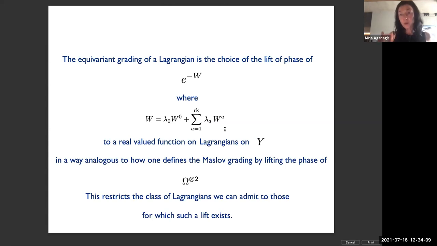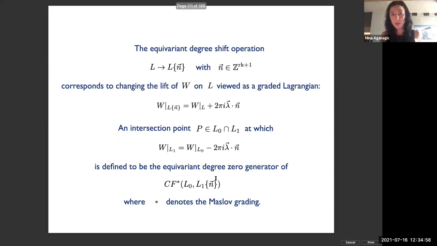The equivariant gradings: this version of the derived Fukaya-Seidel category, the equivariant derived Fukaya-Seidel category, should essentially be familiar, but I'm not sure whether the specific variant of it has been studied. So the equivariant grading of a Lagrangian is a choice of a lift of the phase of e to the minus W to a real-valued function on the Lagrangian, in a way that's analogous to how one defines Maslov grading by lifting the phase of omega to a real-valued function on L. This restricts the class of Lagrangians one can admit in your category to those for which such a lift exists. The equivariant degree shift operation corresponds to changing the lift of W on L viewed as a graded Lagrangian.